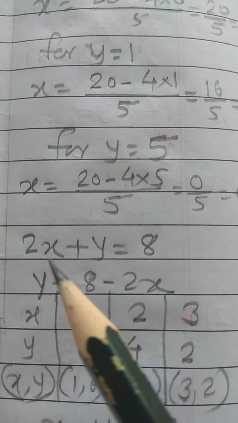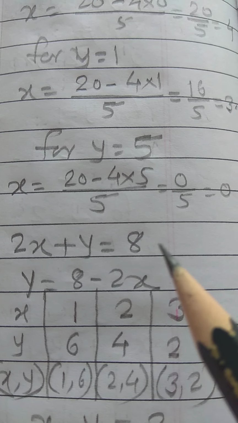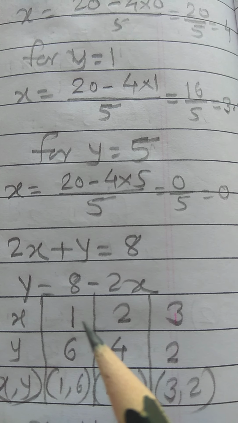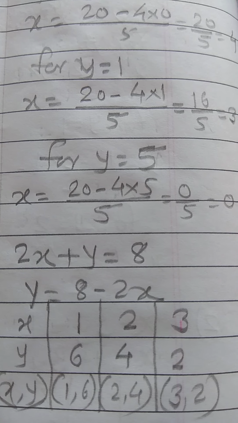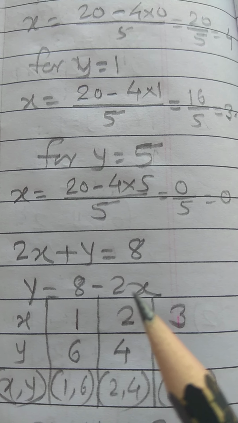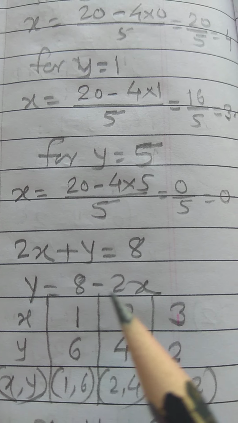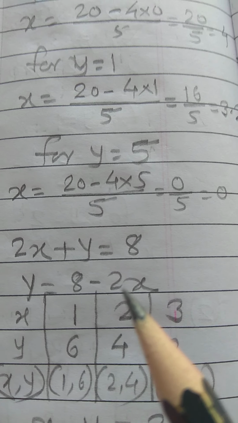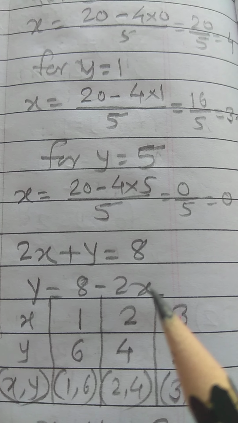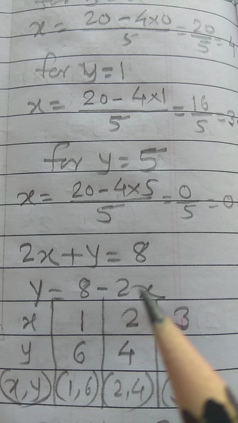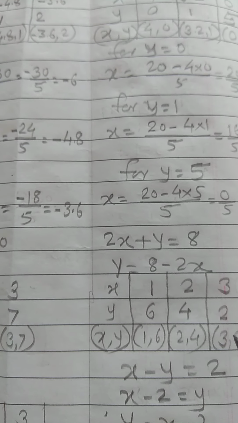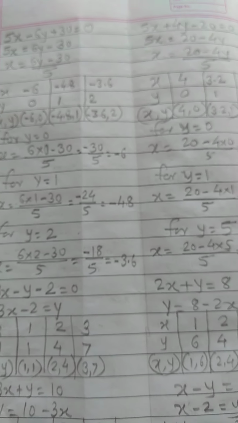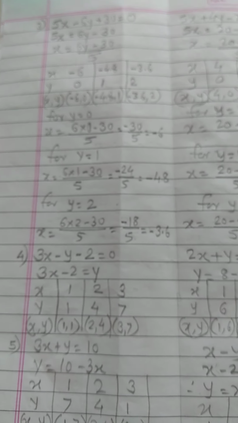Now the second equation is 2x plus y equals 8, so y equals 8 and 2x will go to that side, it will become minus 2x. If x equals 1, then 8 minus 2 will become 6, because 2 times 1 is 2. If x equals 2, then 2 times 2 is 4, 8 minus 4 will be 4. If x equals 3, 3 times 2 is 6, 8 minus 6 will become 2. So these 3 points will give you one line and these 3 points will give you the other line. These two lines intersect each other at a point, and that point is the solution of the given equations.